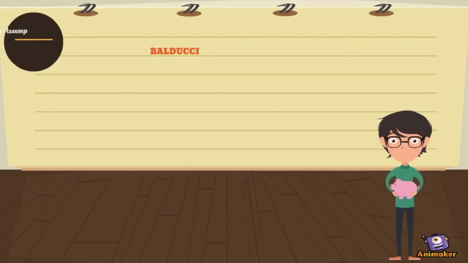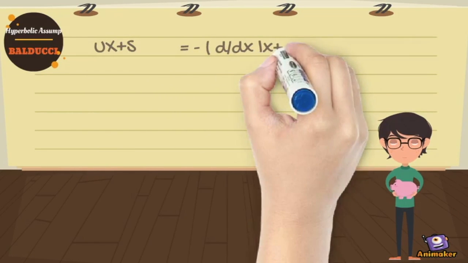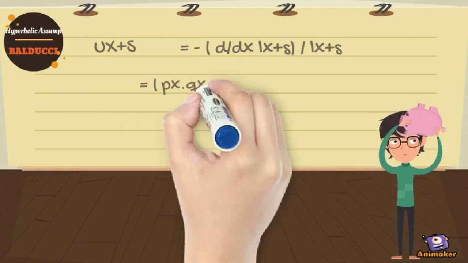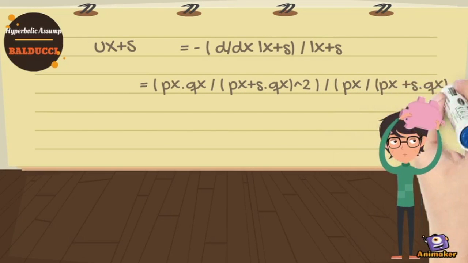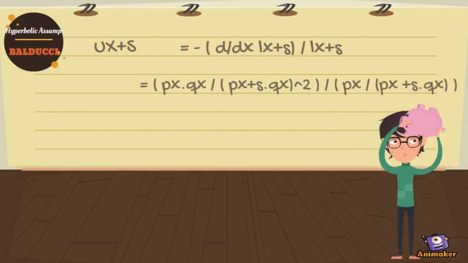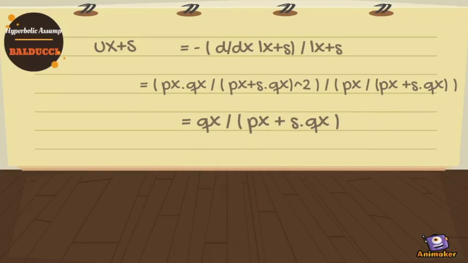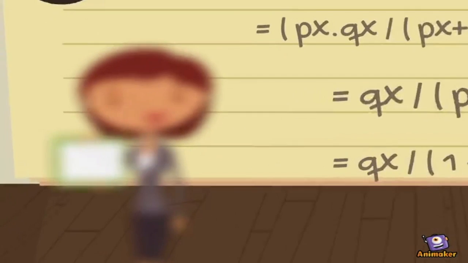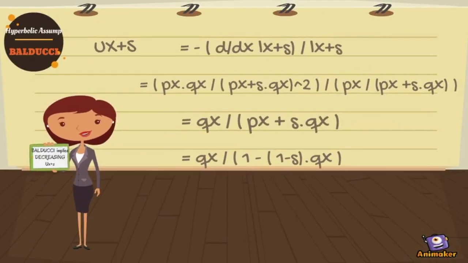Hyperbolic assumption of Balducci, mu_{x+s} is equal to negative d over ds of l_{x+s} over l_{x+s}, then equal to p_x times q_x over p_{x+s} times q_x to the power of 2 over p_x plus s times q_x. Then equal to q_x over p_x plus s times q_x, and becomes q_x over 1 minus 1 minus s times q_x. Balducci implies decreasing mu_{x+s}.